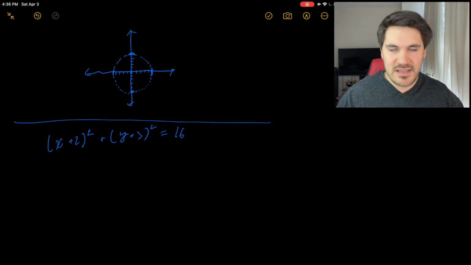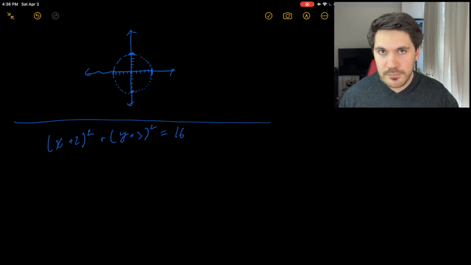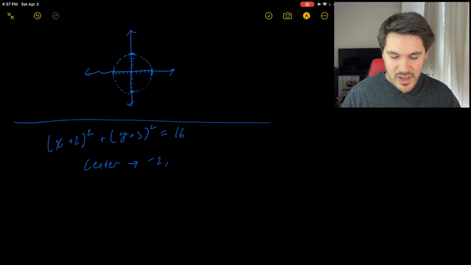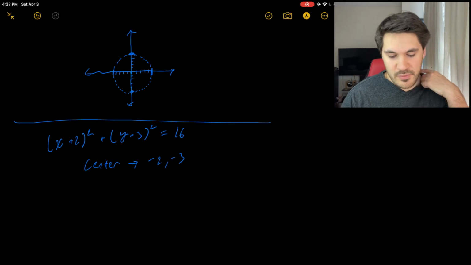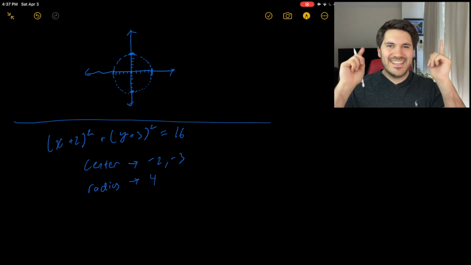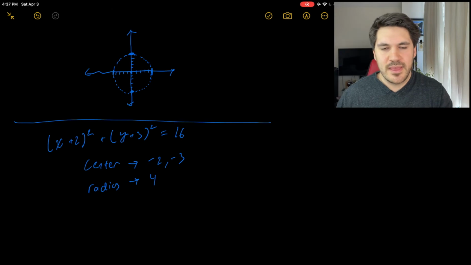So that means if in your equation you have an (x + 2) squared and a (y + 3) squared, your center is going to be the opposite signs. So this is going to be negative 2 comma negative 3. And the radius, of course, is still just 4. That's it. Easy as that.